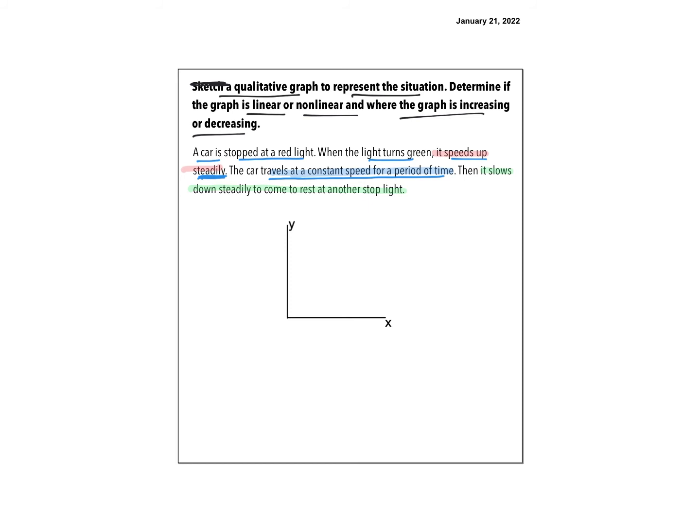Okay, now first thing we have to decide is what are we going to label our X and Y axis? It looks like this is going to have to be, oops, I shouldn't do this in pencil actually. This is going to be time. As time goes by, we're looking at the car's speed. So you first have to decide that. There's 2 things it's talking about, the time and the speed.